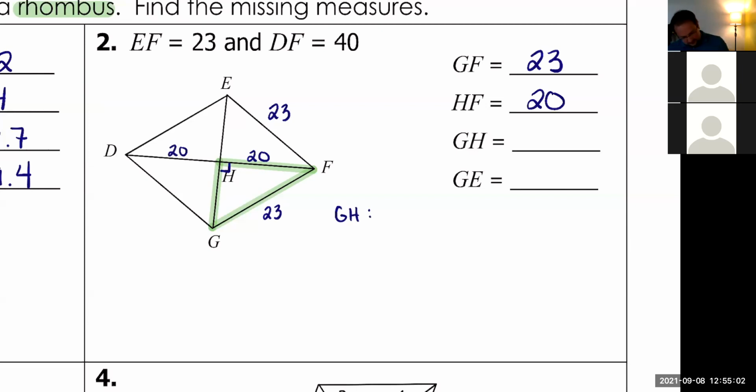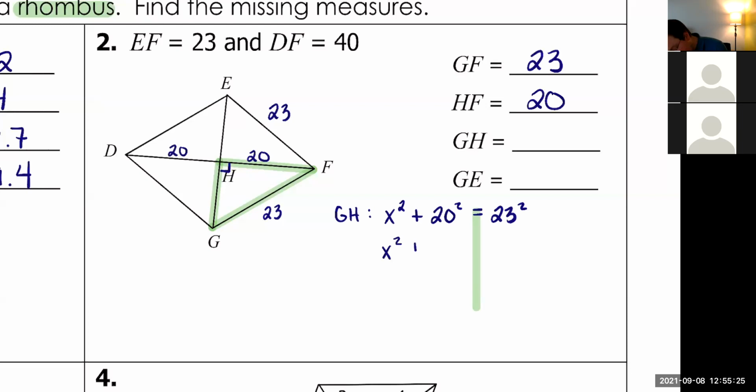GH is a leg, so I'm going to use x to represent it. So I'll have x squared plus the other leg squared, which is 20 squared, equals the hypotenuse squared, 23 squared. Go through the process of solving here.